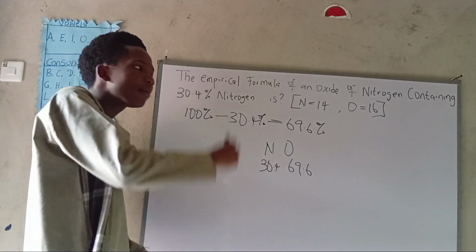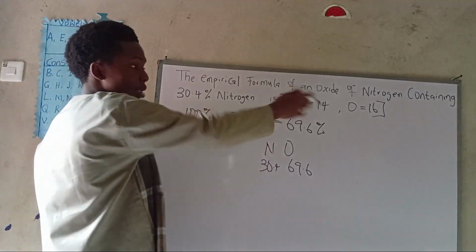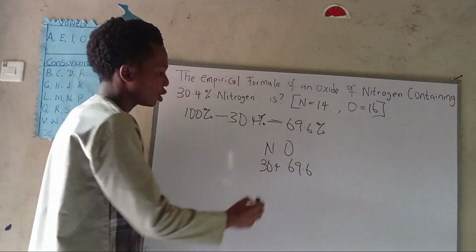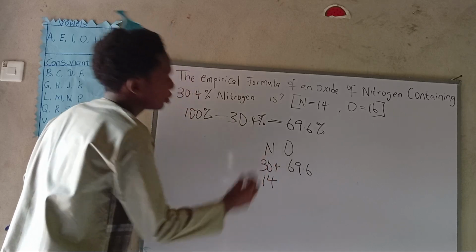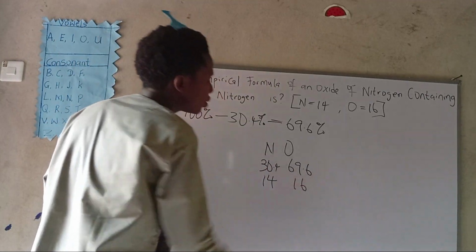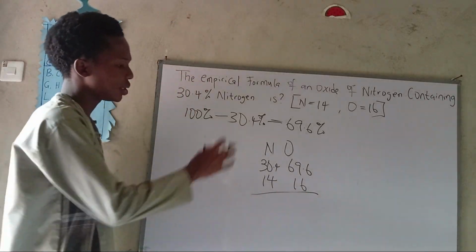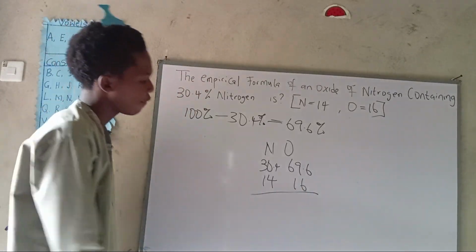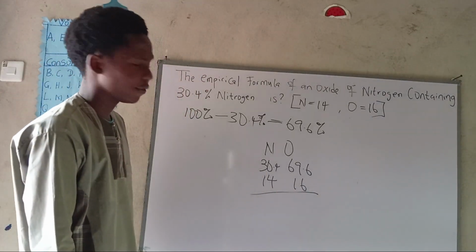To put the atomic mass. And we're given the atomic mass already. We have the atomic mass of nitrogen to be 14. The atomic mass of oxygen to be 16. So now, the next thing is to divide through. So now, 30.4 divided by 14, what will it give to us?